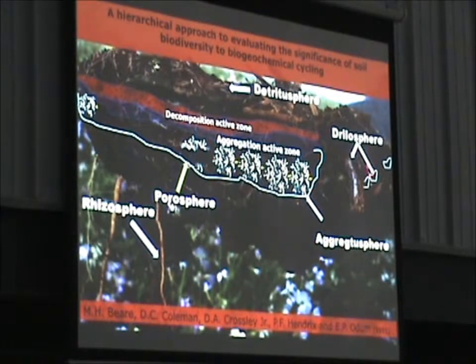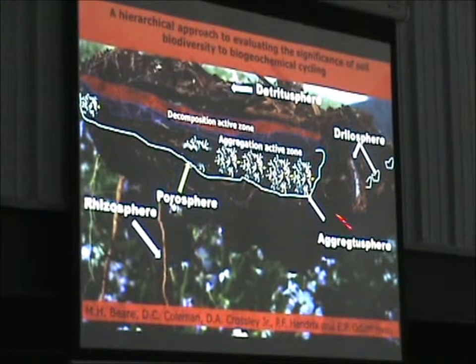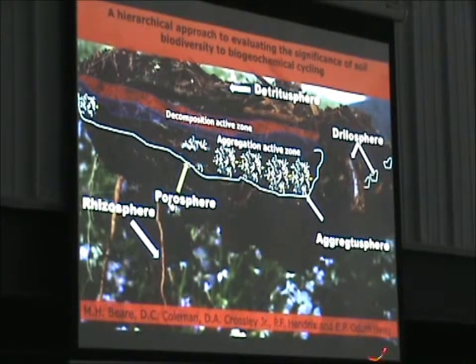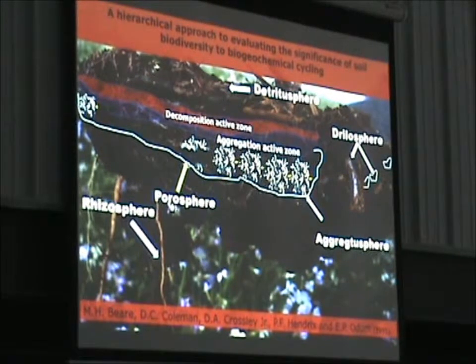And you know what we call those? Spheres. There's areas of influence. We're saying the soil is multidimensional. It's got the drillosphere, the earthworms have an impact on the soil, the detritus, the aggregatus, the porosphere, the rhizosphere. Every one of those spheres influences nutrient cycling. You take one out, you impact the other. Sorry, they're all linked. And we'll talk about that later, because I'm running out of time.